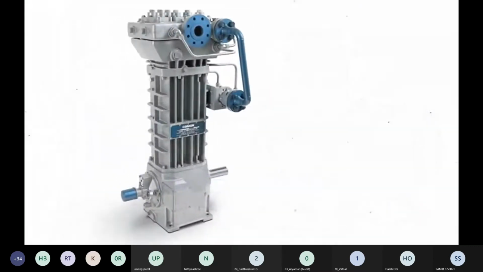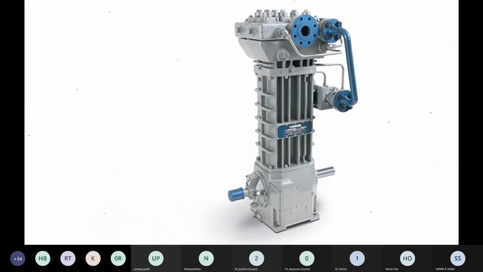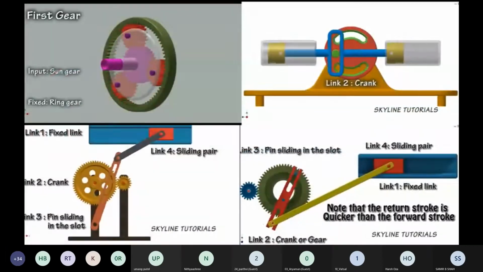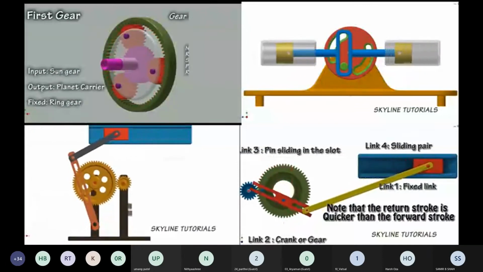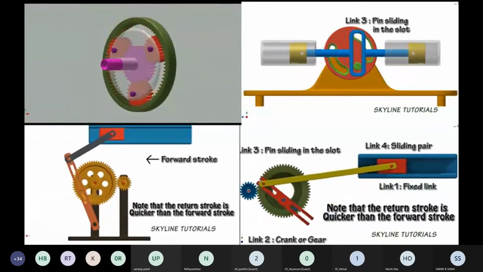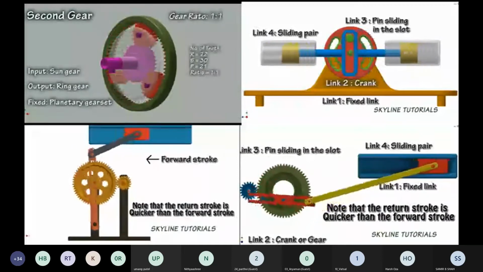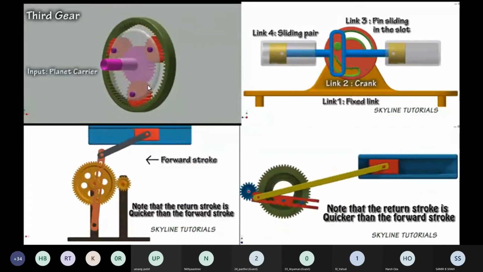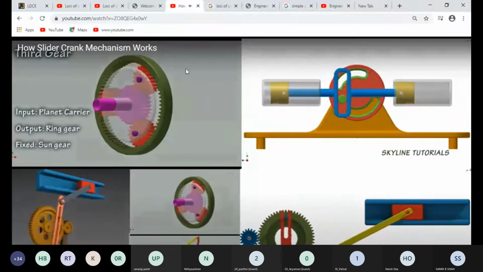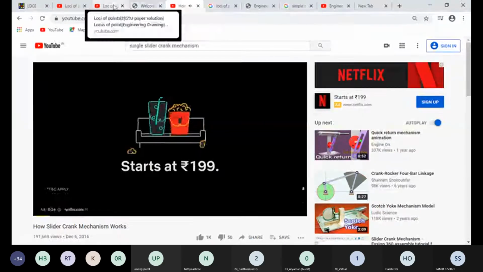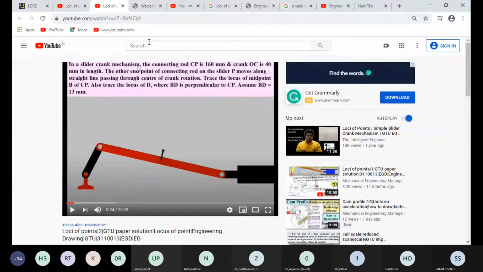So the study of mechanism is very important in the initial stage. That's why we start to learn about this mechanism. Now I'm talking about another thing regarding the mechanism. You can see here, I just show you one problem.